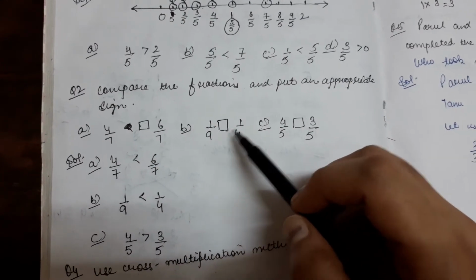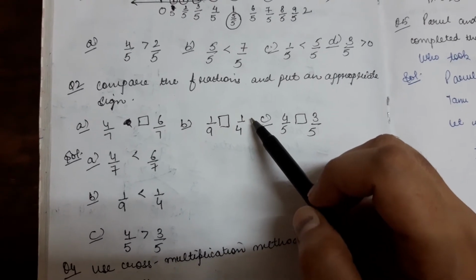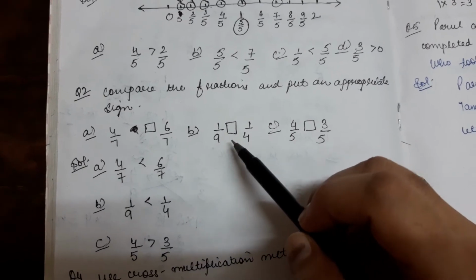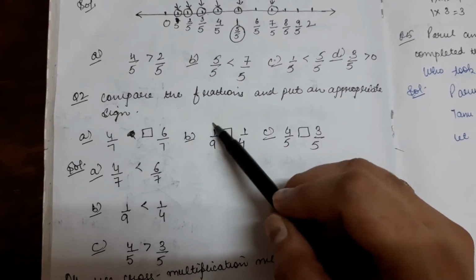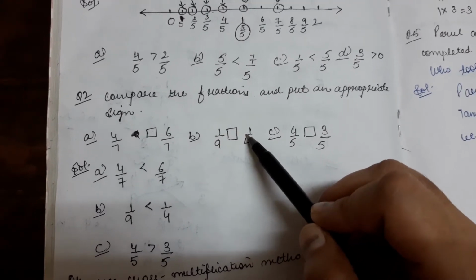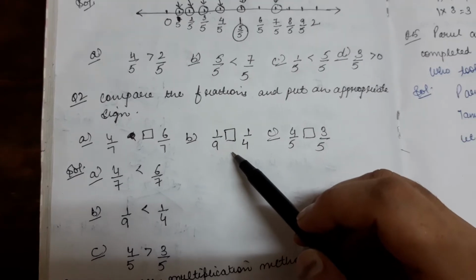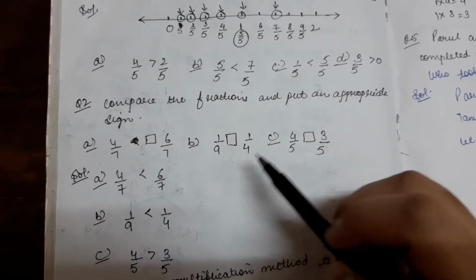Next I have 1 by 9 and 1 by 4. Now we have the same numerator. So what if we have the same numerator? We see the denominator. The bigger denominator is 9, so this fraction will be smaller. As we know, when we are comparing while keeping the same numerators, it is a reverse kind of case. So 1 by 9 is a smaller fraction than 1 by 4.